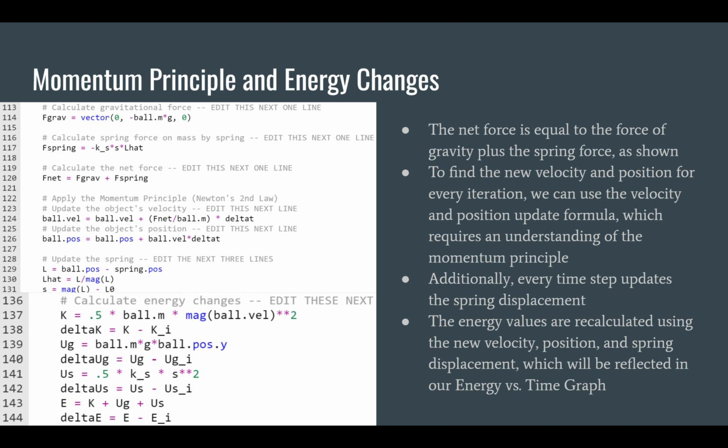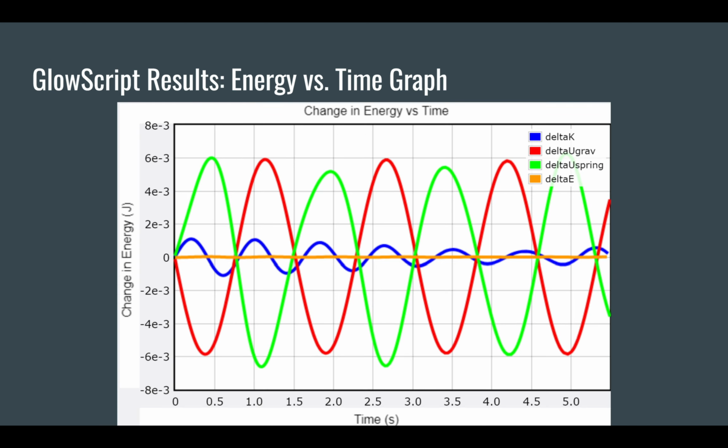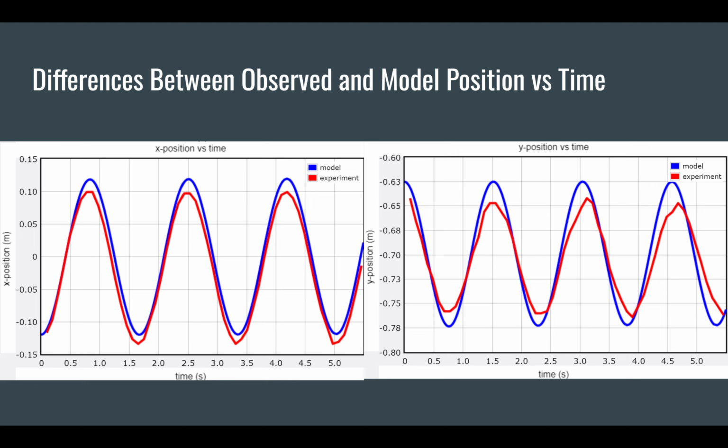As for the momentum principle and energy changes throughout the iterations, the net force is equal to the force of gravity plus the spring force, as shown. To find the new velocity and position for every iteration, we can use a velocity and position update formula, which requires an understanding of the momentum principle. Additionally, every time step updates the spring displacement. The energy values are recalculated using the new velocity, position, and spring displacement, which will be reflected in our energy versus time graph in the next slide. This is our energy versus time graph, and as you can see, delta E is 0, which means that energy is conserved. Here are the differences between our observed and model position versus time graphs in each direction.